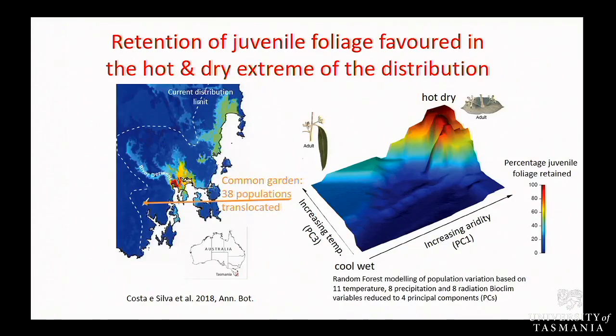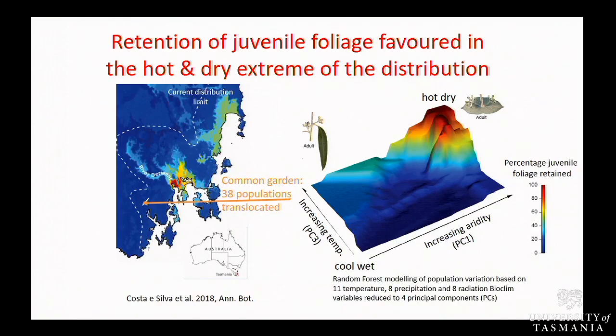And when we look at the climate space in which this homoblastic juvenile form exists, what we find when we model it with random forest here is that it's sitting up there in a little corner of the climate space. It's that area which is really extreme in terms of arid and high temperatures, so it's a very extreme component of that environmental space.